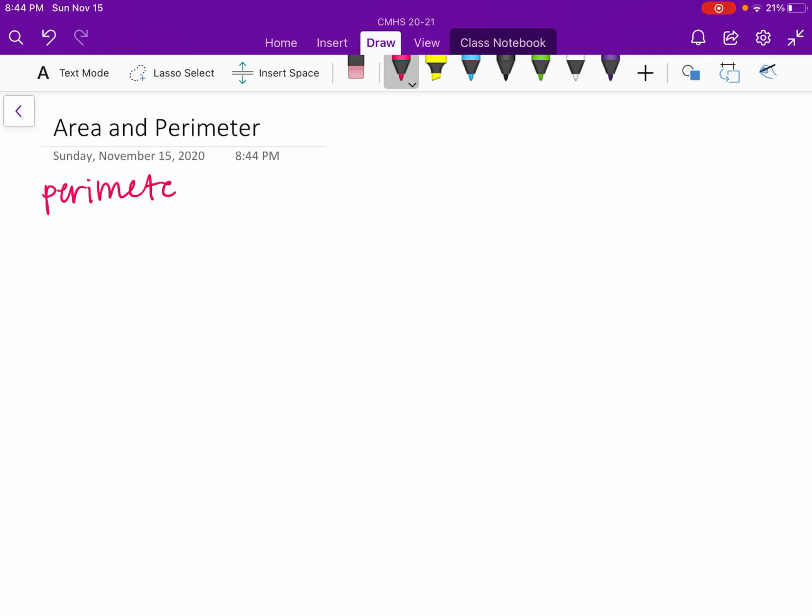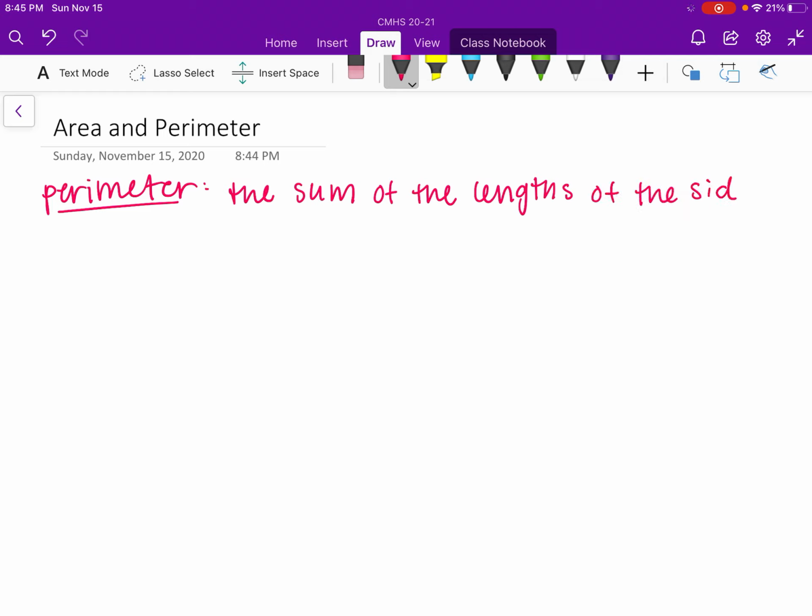So let's go ahead and write a short definition. Perimeter is the sum. We will remember that sum means addition of the lengths of the sides. Okay, the sum of the lengths of the sides of some shape.